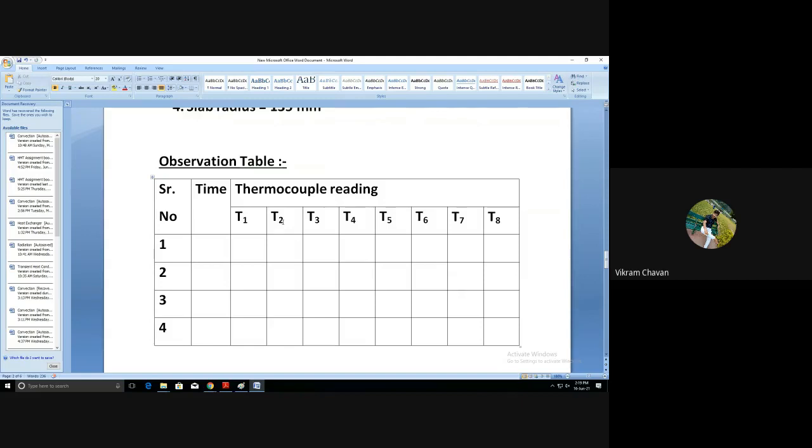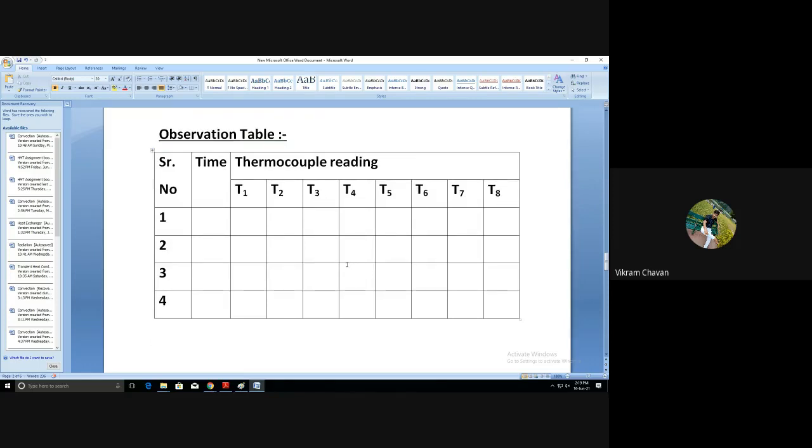But if you miss one of the readings out of these pairs, then also no problem. You can consider the reading of T1 for T2 also, T3 reading for T4 also, T5 reading for T6 also, and T7 reading for T8 also.